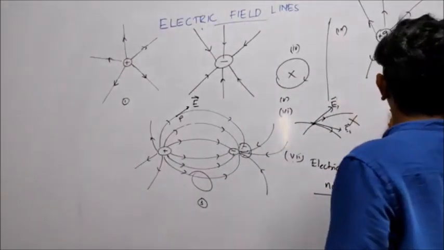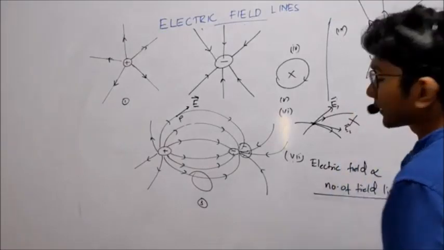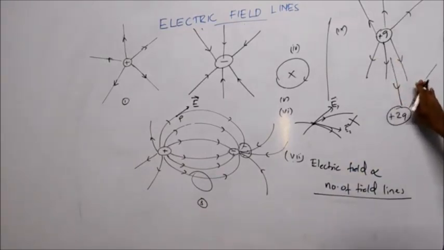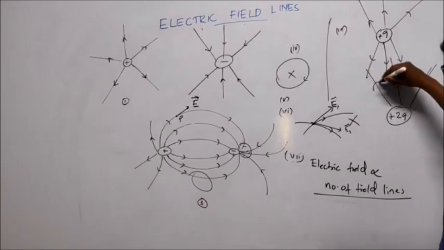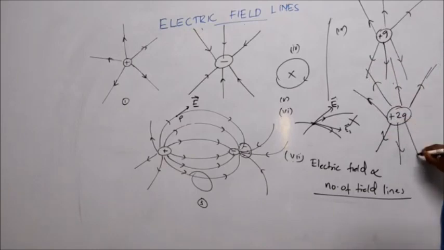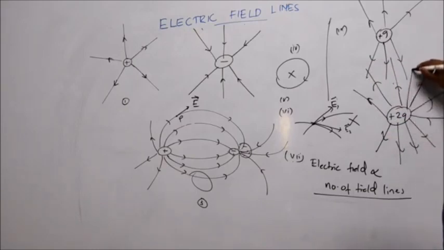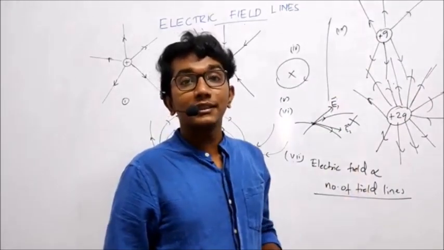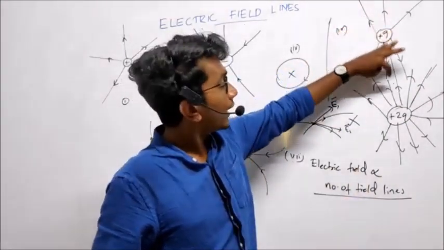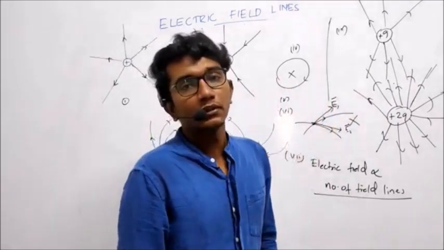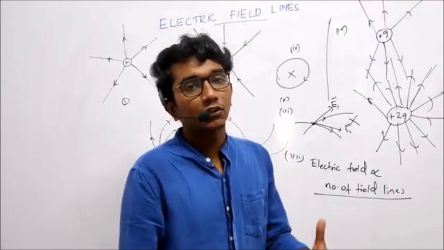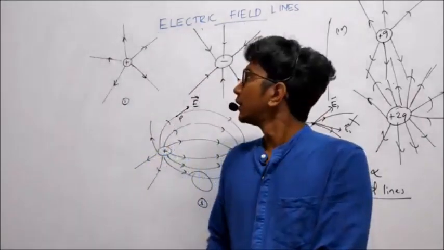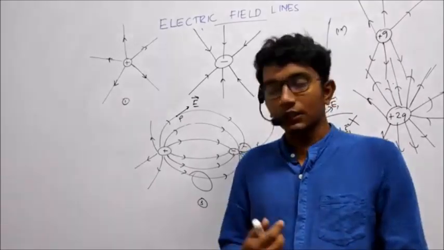Then what about a plus 2Q? There is another charge, plus 2Q. Then the number of field lines will be 1, 2, 3, 4, 5, 6, 7, 8, 9, 10, 11, 12. The number of field lines always represents the strength of the electric field. So here it is Q and here it is 2Q. The number of field lines depends on the strength of the electric field produced by the charge. These are the basics about electric field lines. You just go through the textbook and read it.